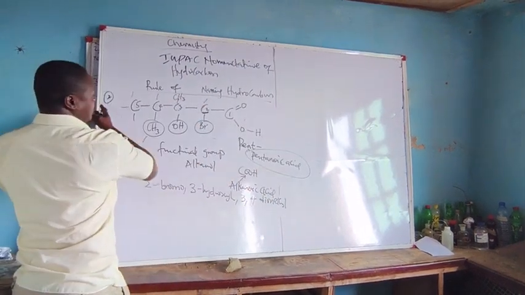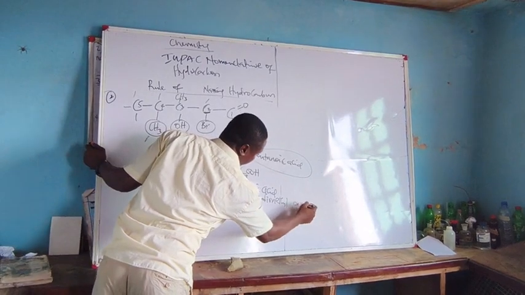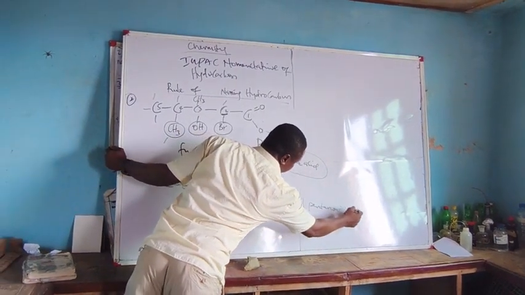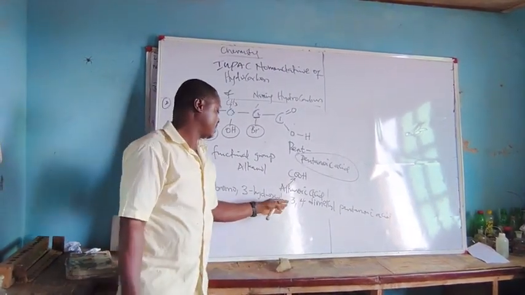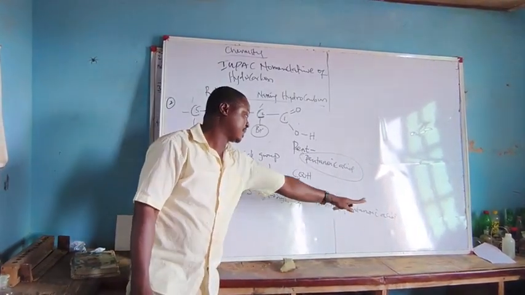Then the root name follows, which is pentanoic acid. So the name for this compound now is 2-bromo, 3-hydroxyl, 3,4-dimethyl pentanoic acid.